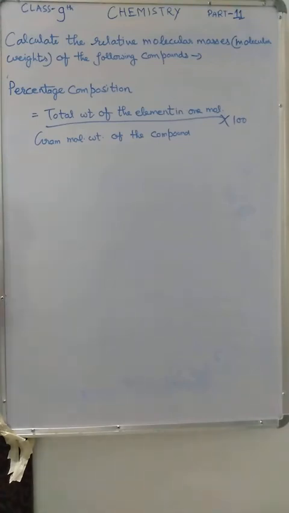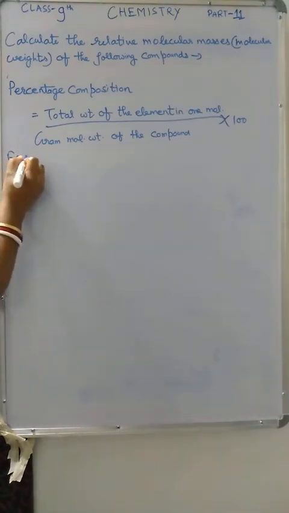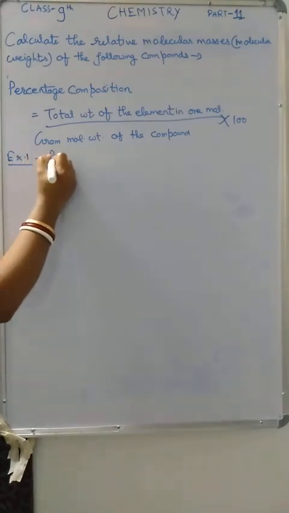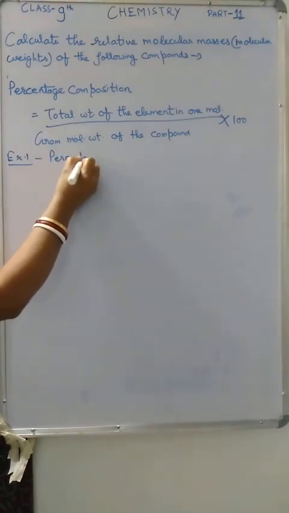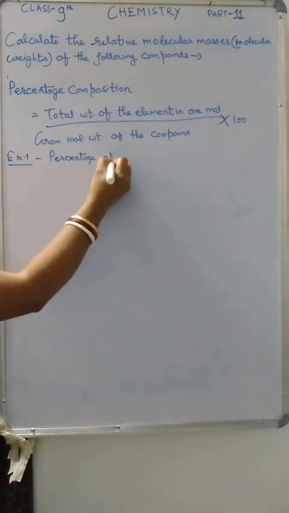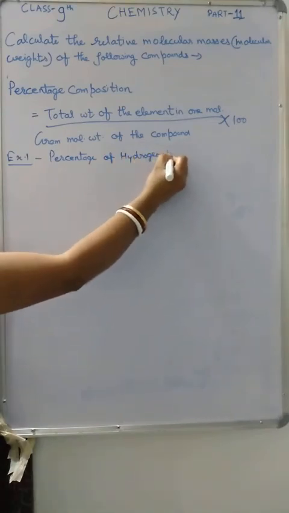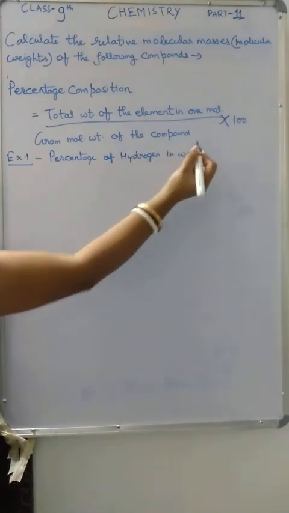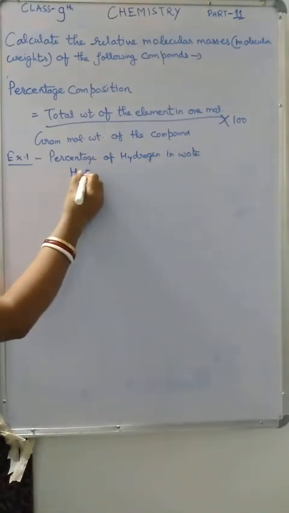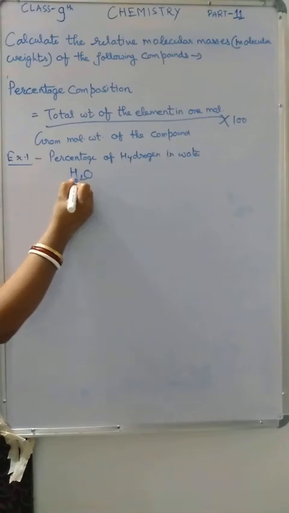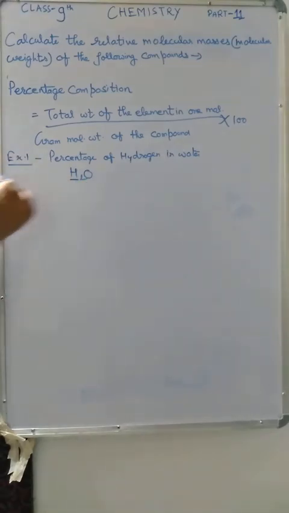Now, first example number 1: calculate the percentage of hydrogen in water. So a water molecule means H2O. In this water molecule you have to find out the percentage of hydrogen only. This particular element's percentage you have to find out.